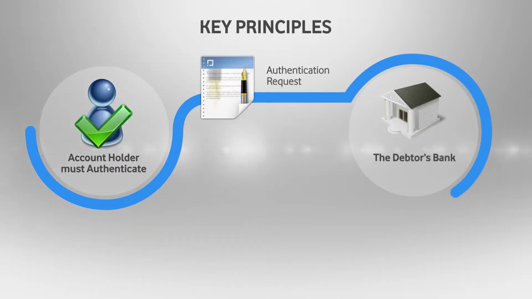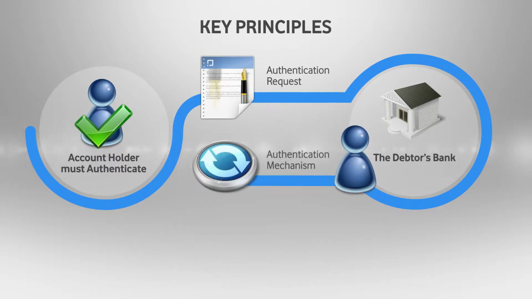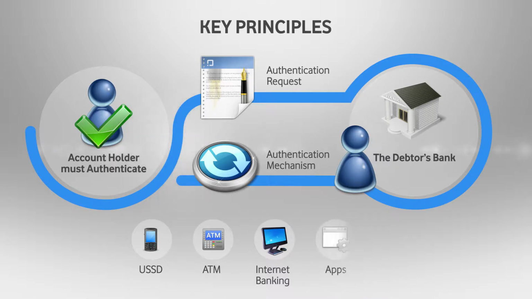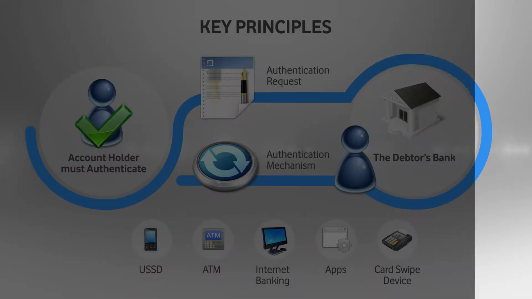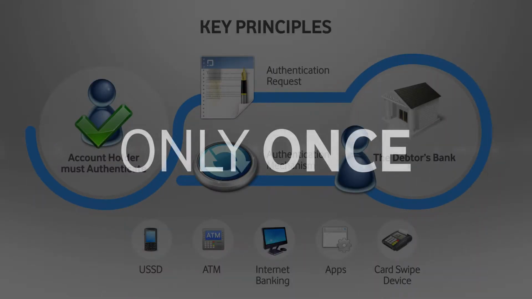The debtor's bank will then send the authentication request to its account holder and deploy an authentication mechanism that may include, but is not limited to, USSD on cell phones, the account holder's bank card and PIN at an ATM, internet banking, apps on cell phones or tablets, or the account holder's bank card and PIN on a card swipe device. DebitCheck authentication only needs to take place once when the underlying payment arrangement is established, and not for every collection that will be made.